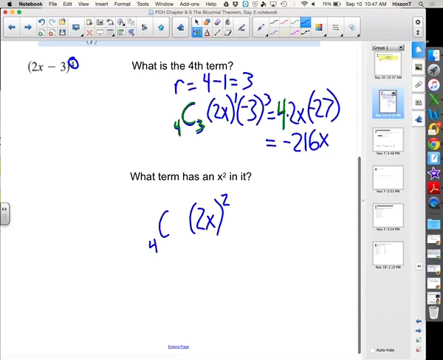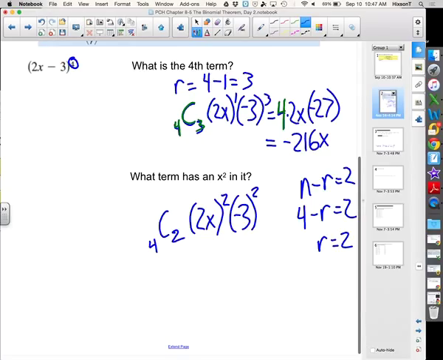We have 4 choose r, and we have -3 to the r, okay? Now, if this is n minus r, which equals 2, what does r have to be? It has to be 2, because n is 4, 4 minus 2 would give us 2. So now, I know that's a 2, and I know that's a 2. Okay? Because n minus r equaled 2, and that's 4 minus r, which equaled 2. So r is 2.